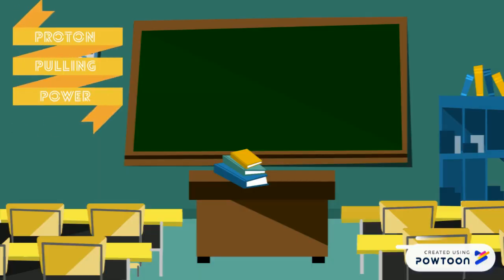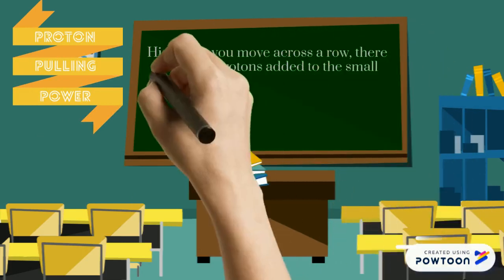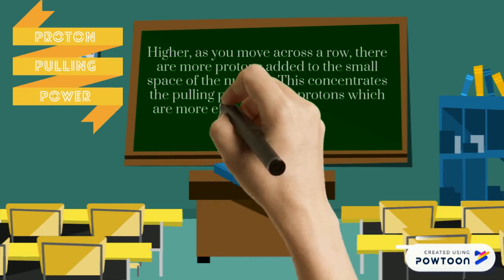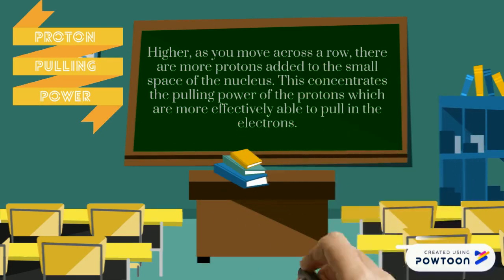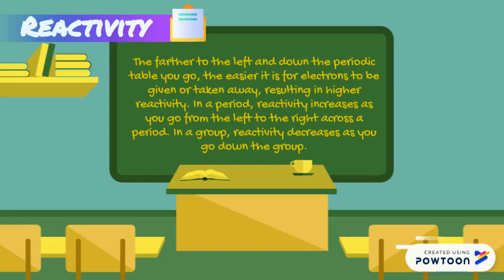However, as you move across a row, there are more protons added to the small space of the nucleus. This concentrates the pulling power of the protons, which are more effectively able to pull in the electrons. The further to the left and down the periodic table you go, the easier it is for electrons to be given or taken away, resulting in higher reactivity.